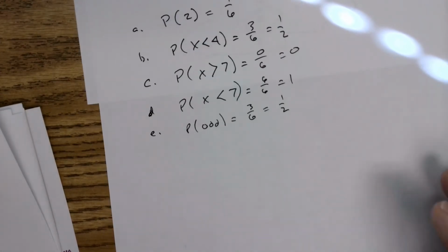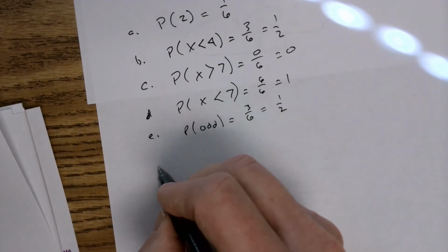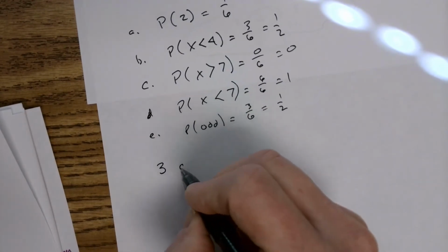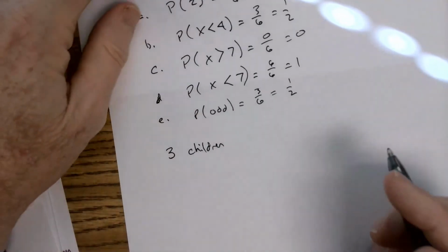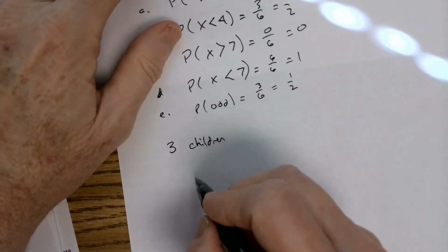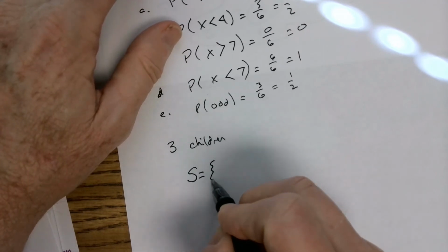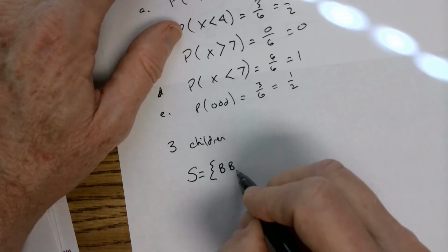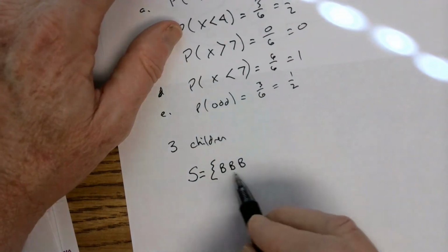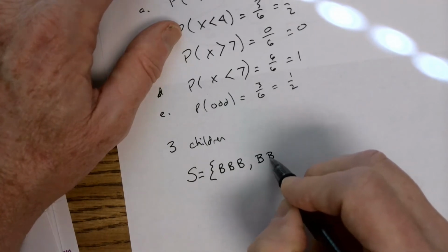Now, there are a couple things that show up in your homework. Let's have 3 children. A couple has 3 children. All right. So what's the sample space for having 3 children? Well, the first one could be a boy, right? And the next one could be a boy, and the third one could be a boy. That's a possibility. The first one could be a boy, the second one could be a boy, and the third one could be a girl.